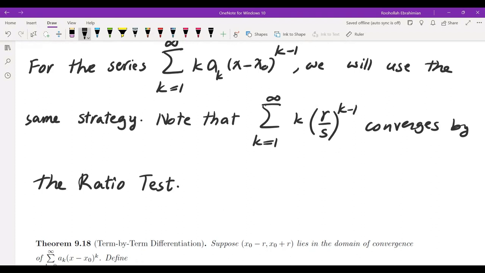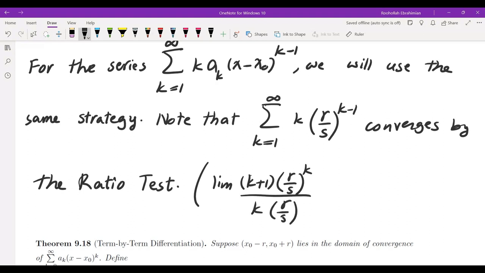So if you apply the ratio test, the limit of (k plus 1)(r over s) to the power of k over k (r over s) to the power of k minus 1, as k approaches infinity, ends up being r over s, which is less than 1. So therefore, it converges, and then the argument is nearly identical to the previous one.